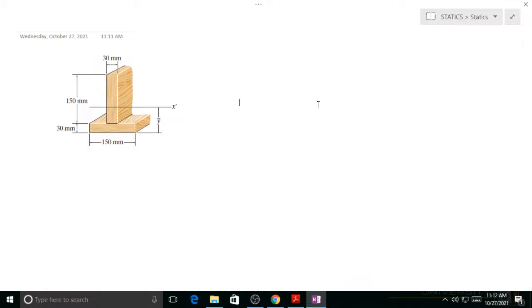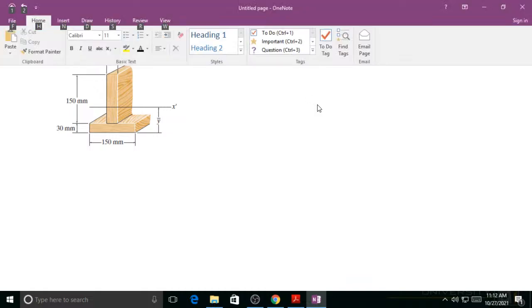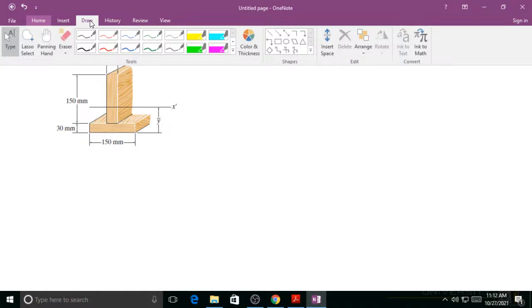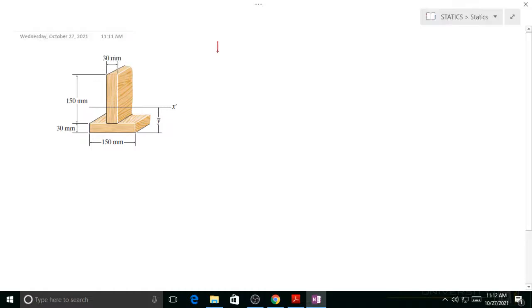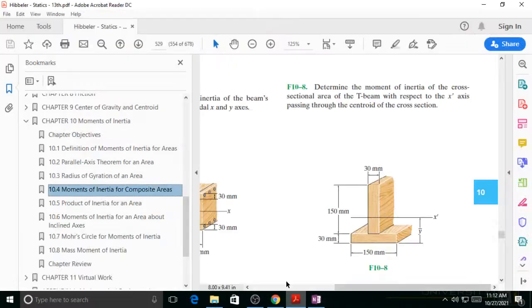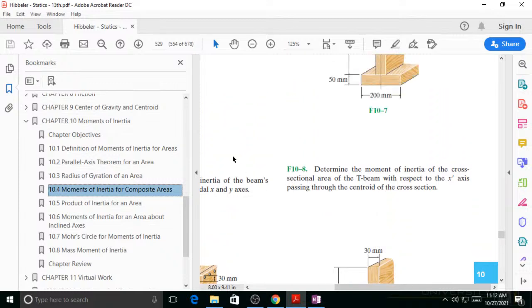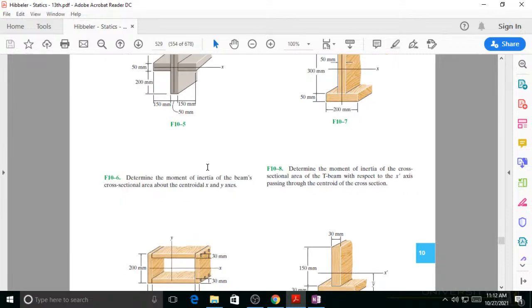Most of the time, it is proper, or there are reasons, that you want to find the I, say Y-Y or X-X, it doesn't matter, about the centroid of the object, which in this case is that thing. So let's look back at the book for two seconds. Oh, well, okay, so here. I had it shrunk too big.